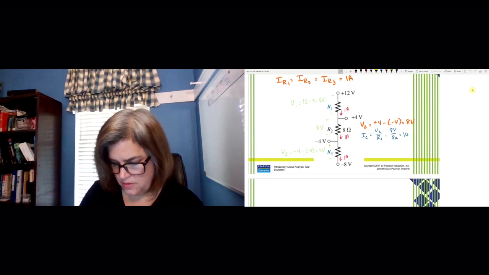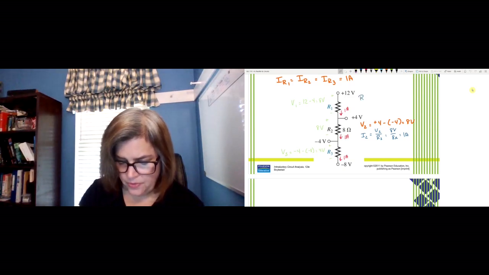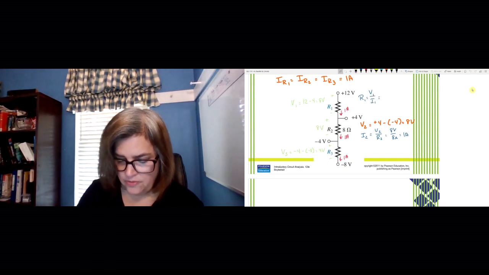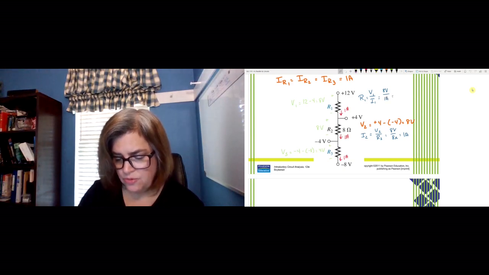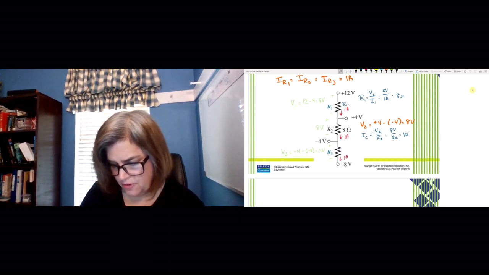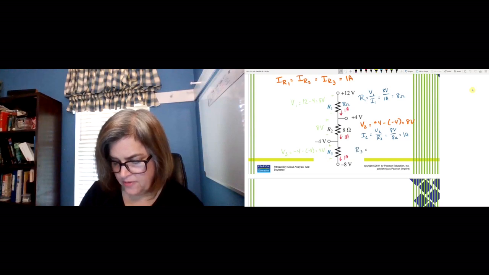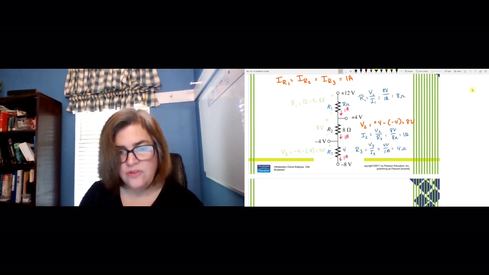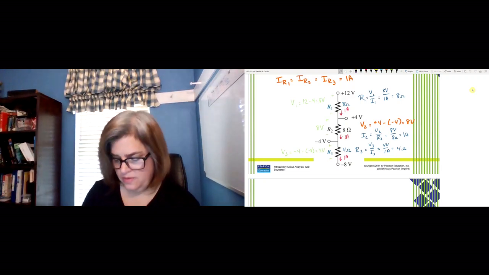Therefore, R1 would be V1 over I1, again, just Ohm's law. So we've got an 8-volt drop there, and 1 amp through the resistor means we have an 8-ohm resistor. So 8 ohms. And then for R3, we have V3 over I3, or 4 volts over 1 ampere of current, which is 4 ohms. So we must have a 4 ohm resistor there. Okay?